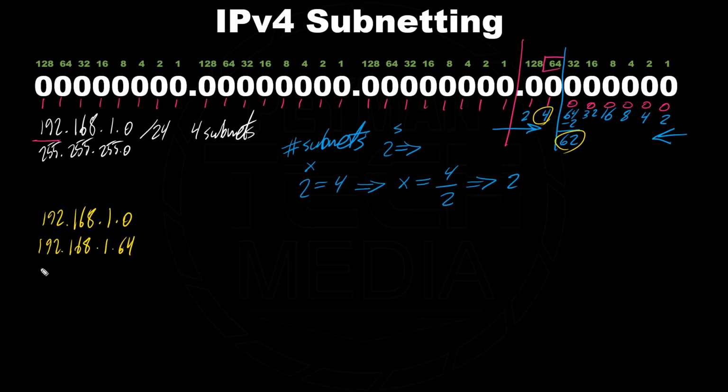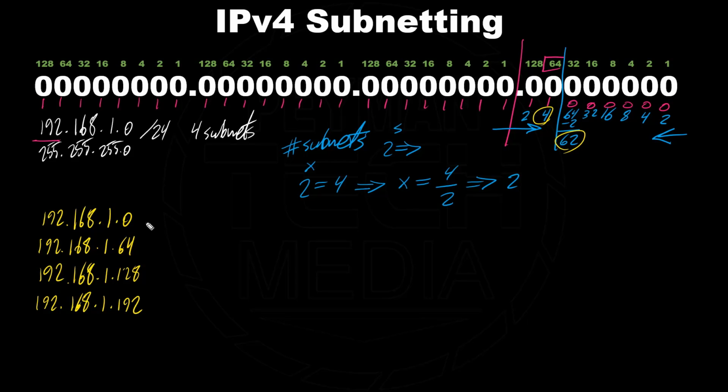So the next subnet would be 192.168.1.128. And the next subnet would be 192.168.1.192. And the next one would be 256, which is not valid. Therefore, these are our 4 subnets, and each subnet has up to 62 available IP addresses.